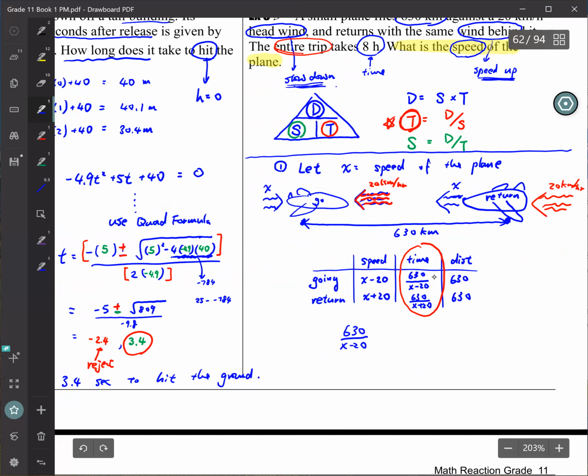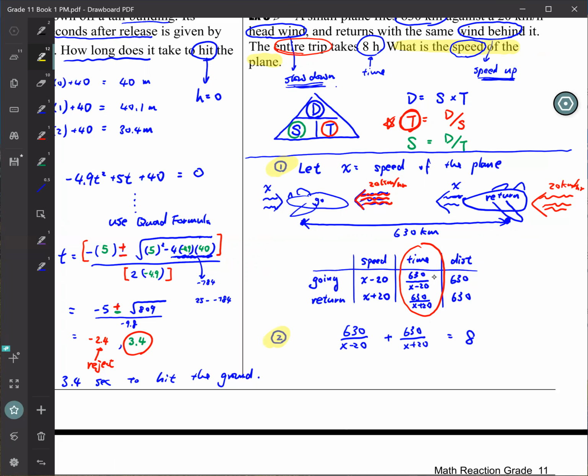Going time plus the returning time is 8. So there is our equation. Okay, so once you get to here, this is your step 2. You get the equation. Step 1, you write the last statement. Step 2 is the equation.